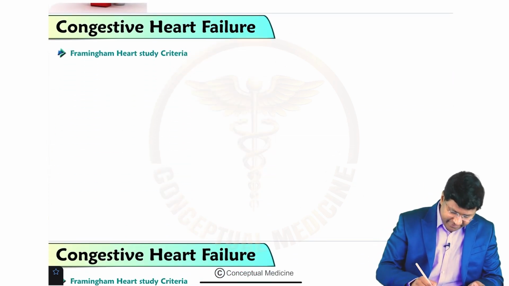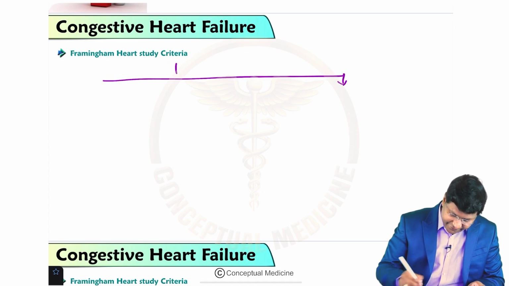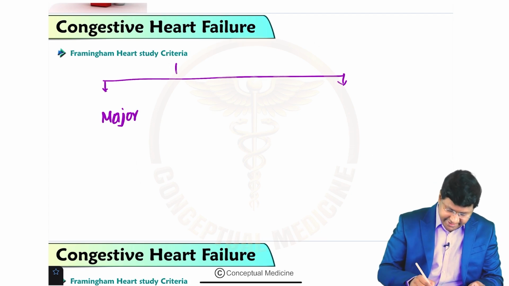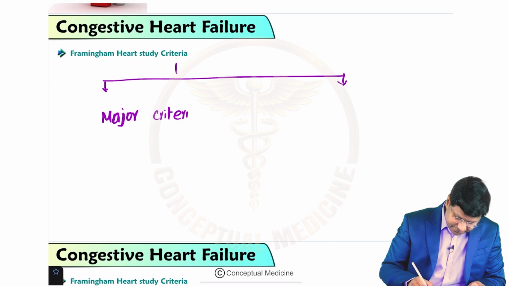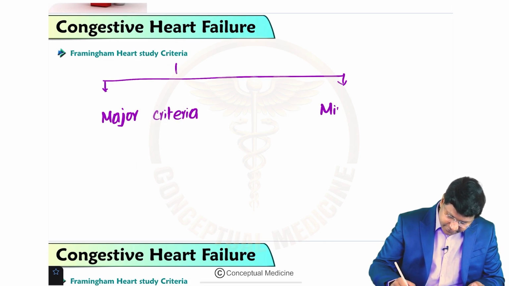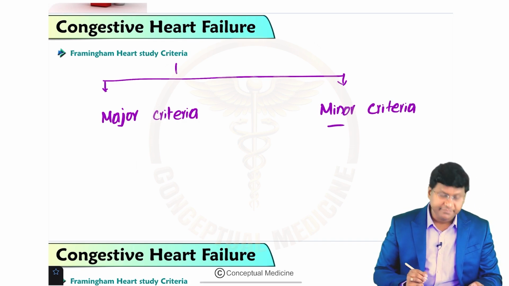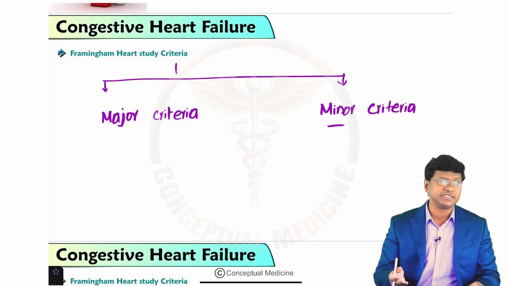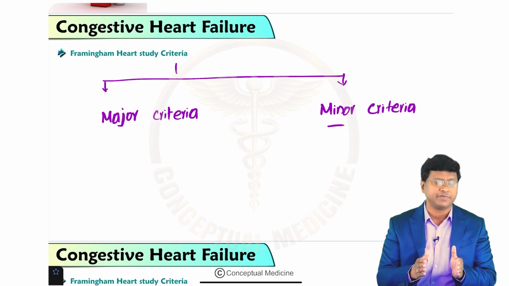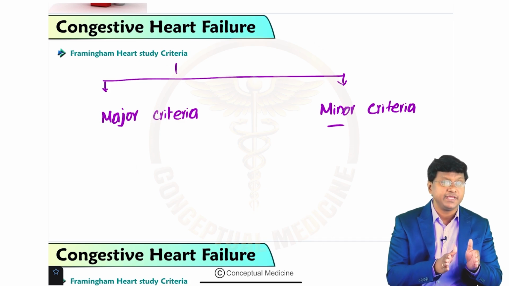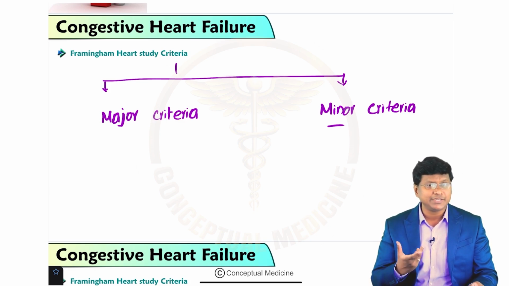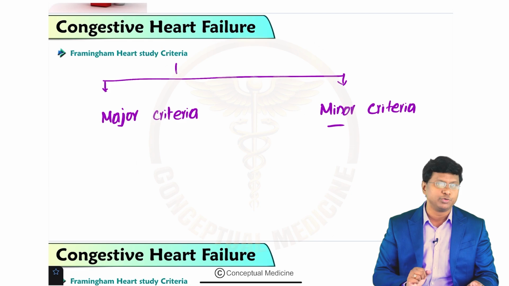See, according to the Framingham heart study criteria for heart failure, we have the major criteria, and then we have the minor criteria. So what are the major criteria and what are the minor criteria? We have an exceptionally good number of features under major as well as minor criteria. So to remember all that, let me just give you a mnemonic.